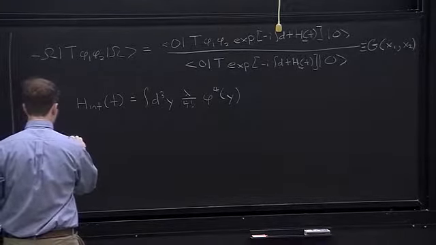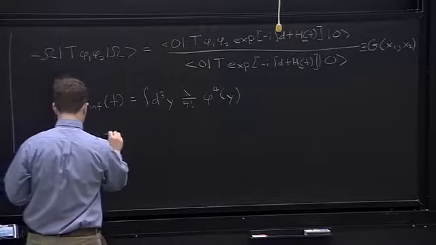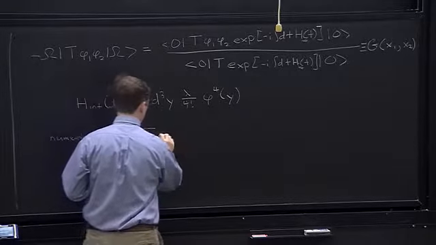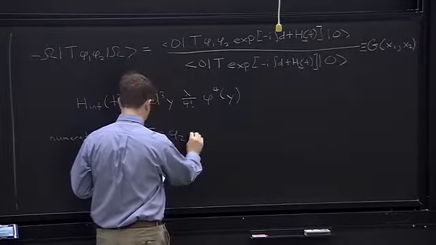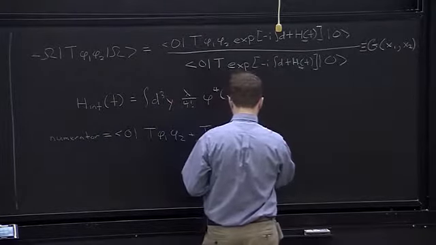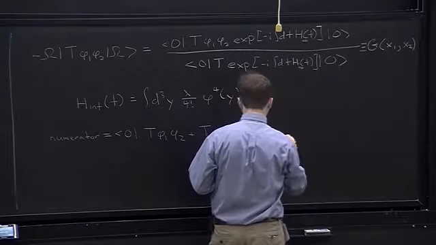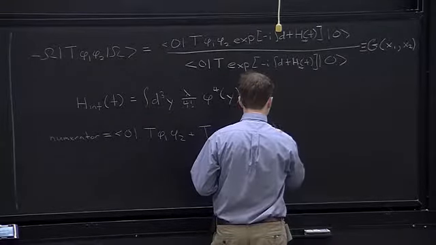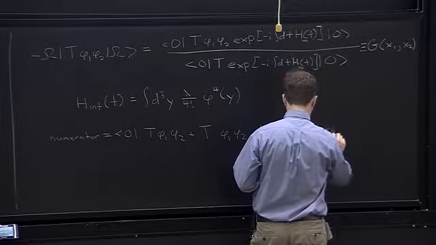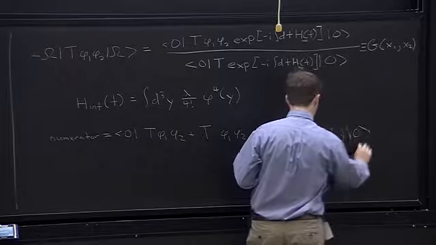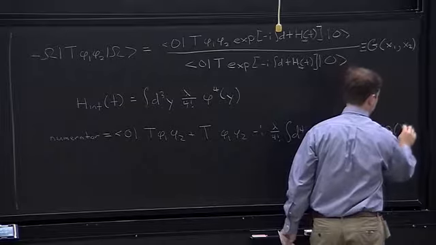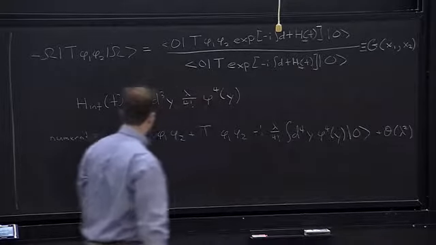So the numerator is, I can write this exponential. The first term is just 1. Then the next term we get is phi 1, phi 2, minus i from the exponential, with lambda over 4 factorial, integral d4y, phi^4(y). And this is a perturbative expansion, and we're neglecting terms of order lambda squared.